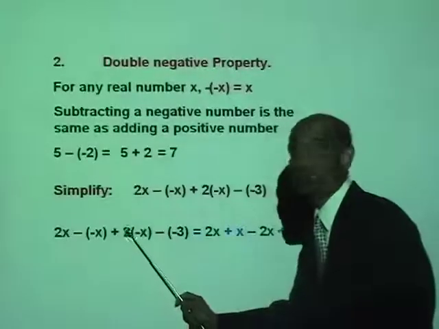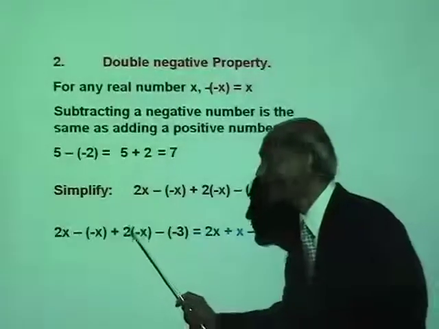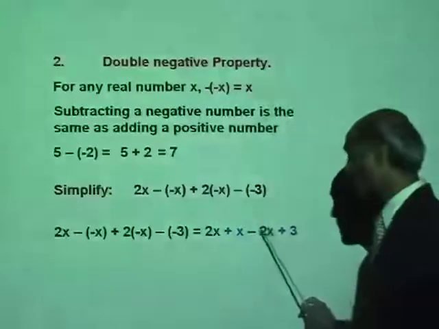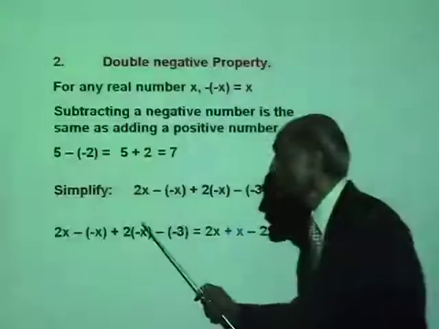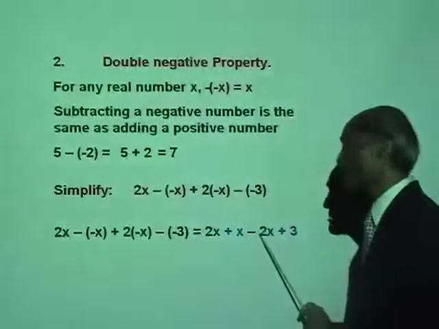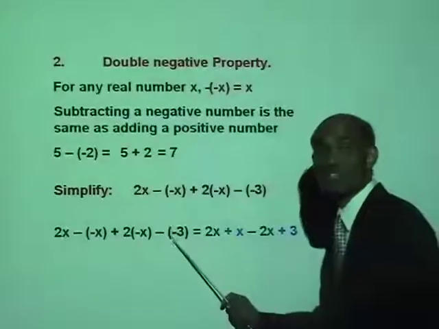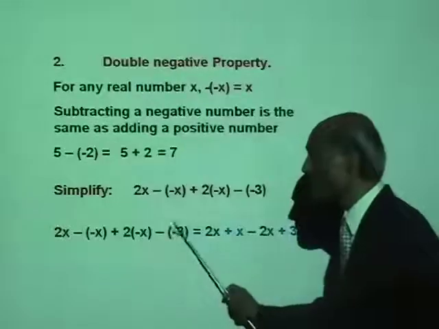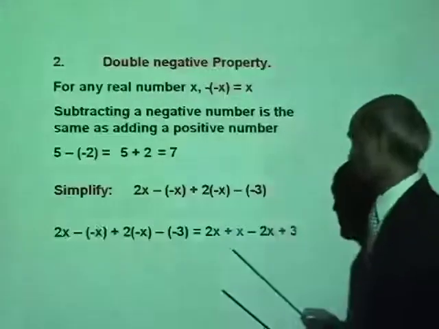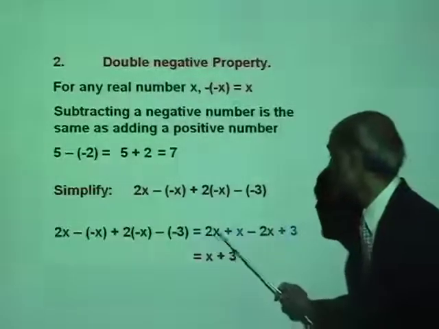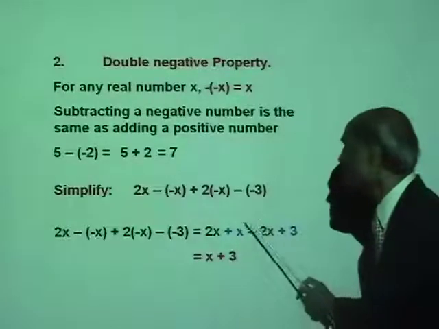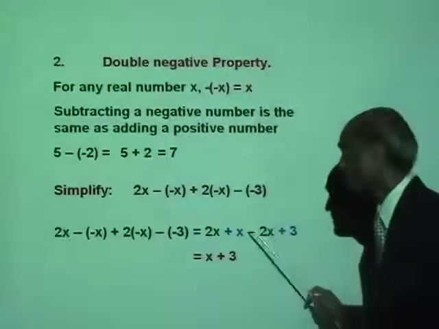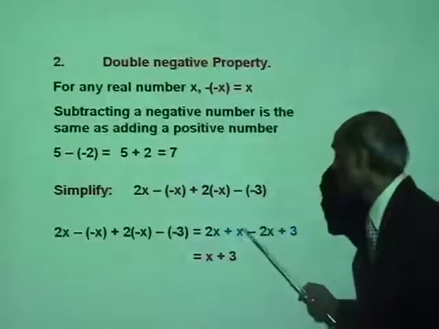And look at this. 2 times negative x, a positive number multiplied by a negative number becomes a negative number. 2 times negative x is minus 2x. Minus negative 3 is positive 3. Double negative property. Okay? And that will be 2x plus x minus 2x. Look at that. 2x minus 2x will cancel. And the result is x plus 3.